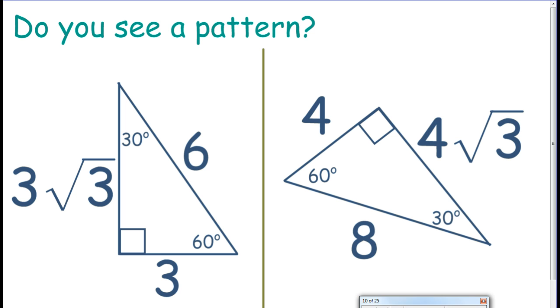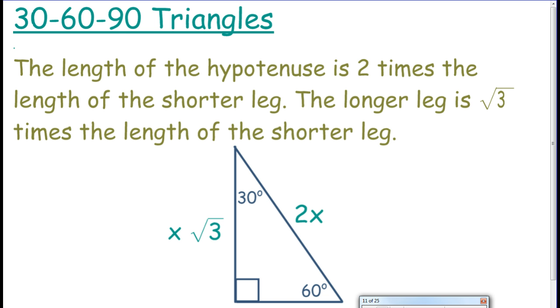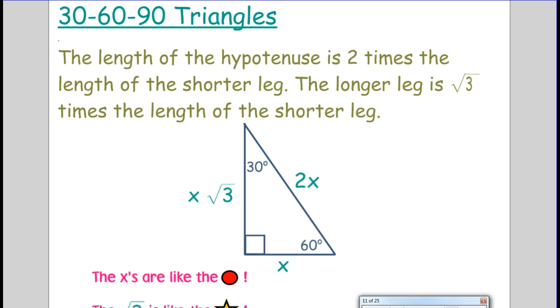Okay, so this is x. Notice this is 2x, right? 2 times 3. And this is x, whatever x is, times root 3. It's complicated, sorry. But it's not as complicated as having to do the Pythagorean theorem, I promise.